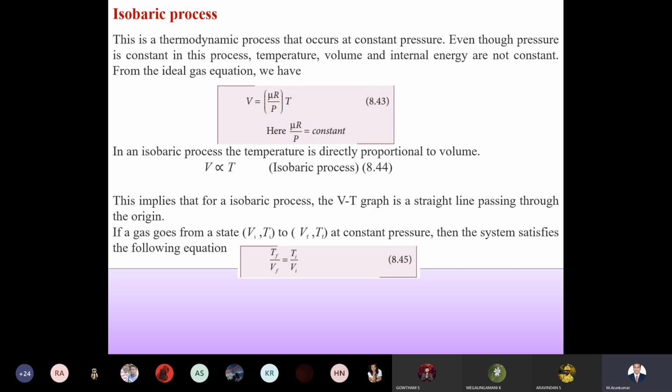If a gas goes from an initial state to a final state at constant pressure, then the system satisfies the following equation, that is V by T. It is V by T. So we can write V initial by T initial is equal to V final by T final. Right. So V by T is equal to V by T. So we can substitute T final and V final in the equation. So this is the equation of state for two different states.